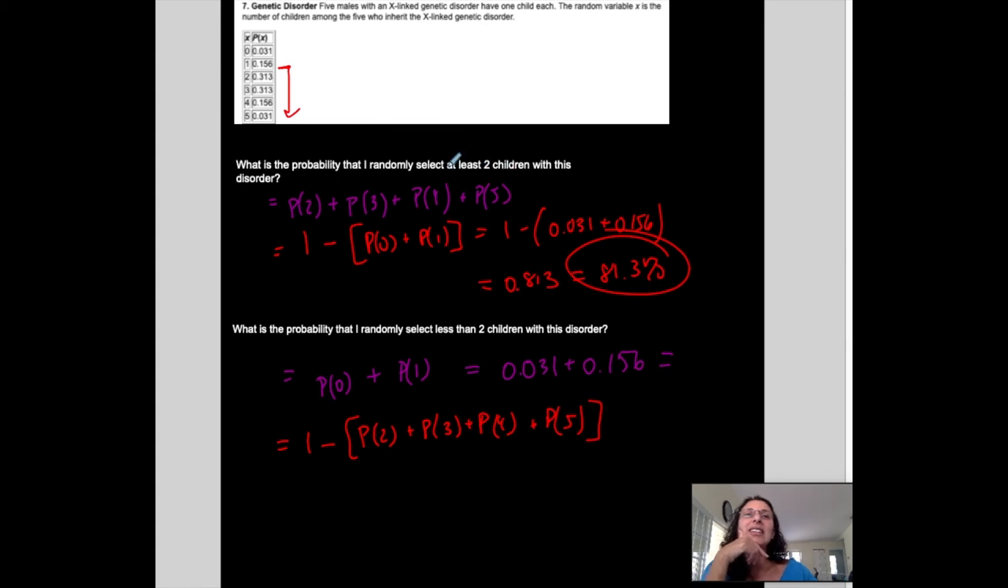But when I said at least 2 children, 2 or more, if I went straight and directly to what that said, then I'd have to do 4 calculations versus just 2 calculations with the complement. So in this case, using the idea of complements was faster than going straight directly from what it says. Let me just ask one more question real quick.